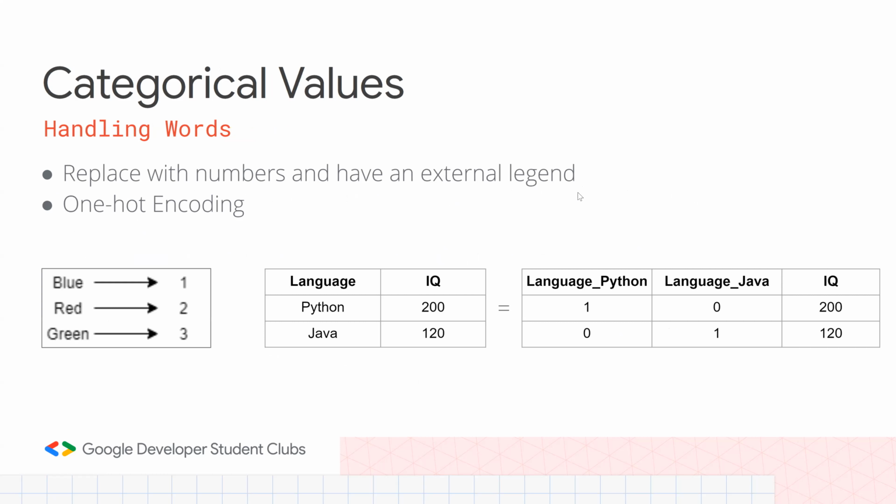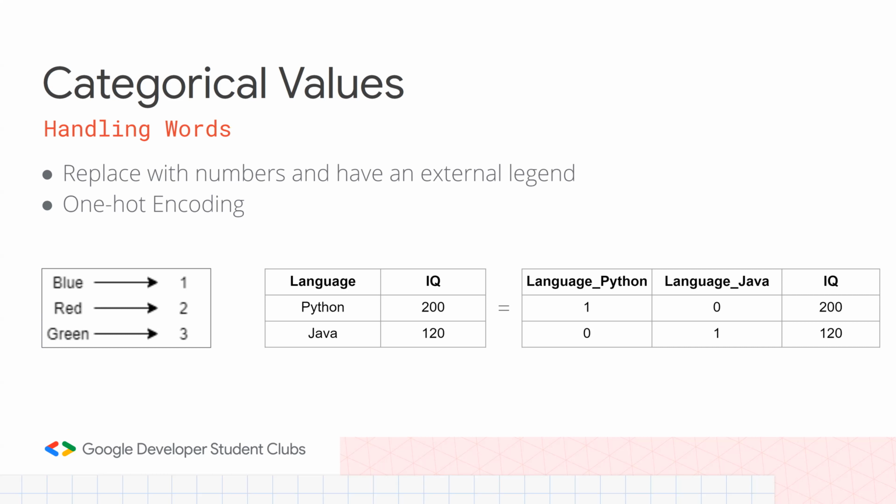All right, next slide. Categorical values. Let's get this out of the way first. Computers, machines, or models do not work well with words or strings. They work really well with numbers. So the main thing you're going to be doing with categorical values, and categorical just means word values, is turning those word values into numbers for your computer.